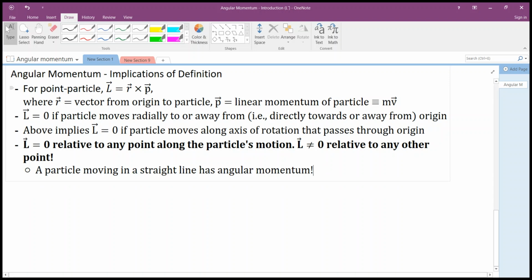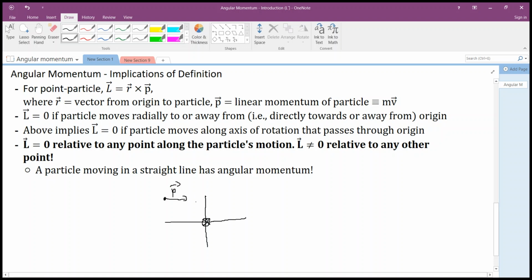We have r cross p. P is just a linear motion quantity, so if an object is moving, if it has velocity, it will have p. It has linear momentum. R is just the position vector. It's the vector from the origin to the particle's position. The position vector can exist even if the particle is just moving in a straight line. So a particle does not have to rotate to have angular momentum.